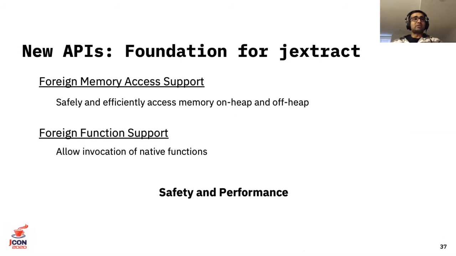So we just covered 2 APIs, which will be the foundation for the jextract tool to automate and replace the JNI workflow. The API for foreign memory access aims to provide safe and efficient access to memory on heap and off heap. The API for the foreign function support provides functionality to invoke native functions, which are written in C, C++. And the overall goal here is to provide a new interface which is more complete, safe, and performant than the existing alternatives, such as Unsafe, ByteBuffer, and JNI.